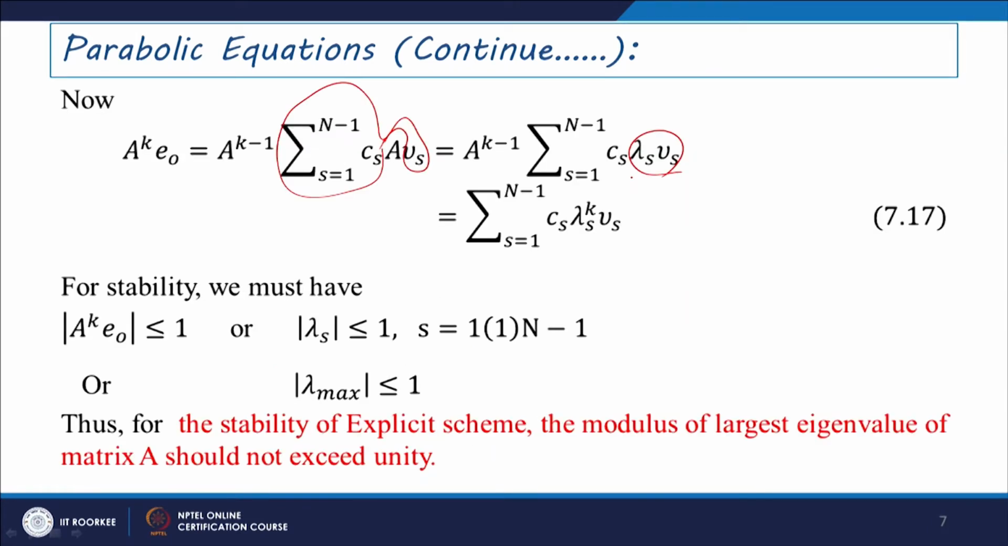So finally, after k steps, we obtain Cs lambda s to the power k into Vs. For stability, we always have to consider the absolute value. The determinant of A to the power k tending to 0 requires it to be less than 1, or we can consider the modulus of lambda s to be less than 1, where s varies from 1 to n minus 1, or lambda maximum should be less than 1. Thus, for the stability of the explicit scheme, the modulus of the largest eigenvalue of the matrix should not exceed unity.